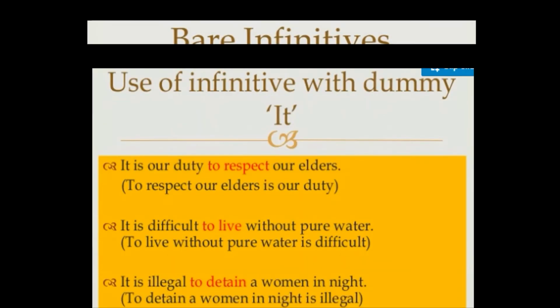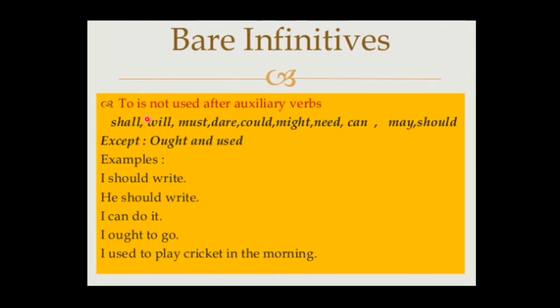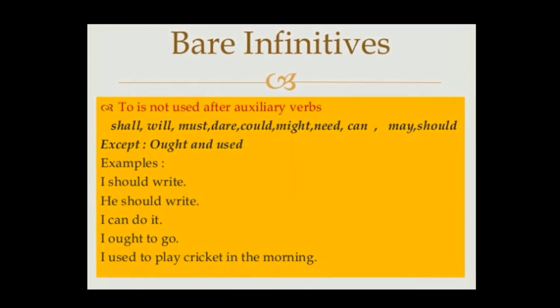All right. Next, see bare infinitives. To is not used after auxiliary verbs, except ought and used. Examples. I should write. He should write. I can do it. I ought to go. I used to play cricket in the morning.